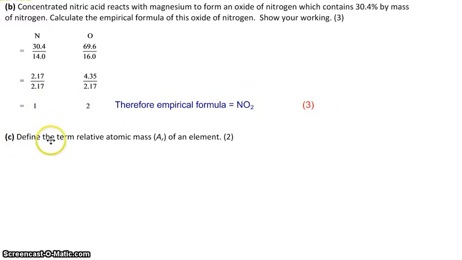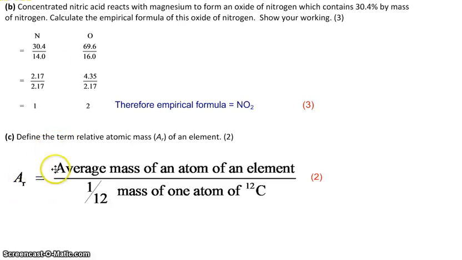And then the final part of this question is a straight definition. Define relative atomic mass. You must learn this. Relative atomic mass is the average mass of an atom of an element divided by 1/12 the mass of one atom of carbon 12. So 1 mark for the top and 1 mark for the bottom.